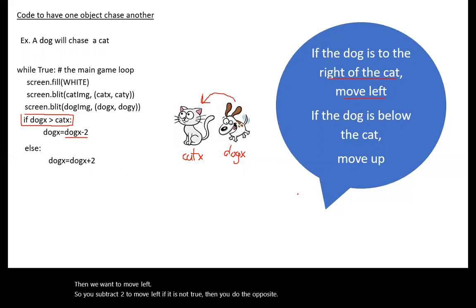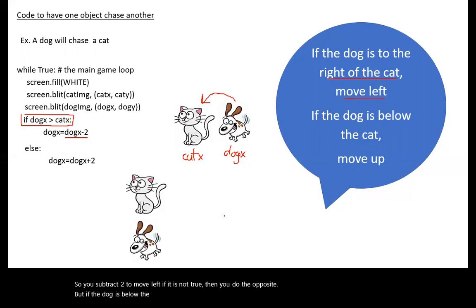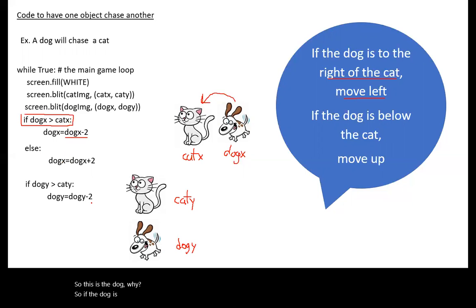What if the dog is below the cat? So now we're looking at the cat Y compared to the dog Y. And what would the code look like? So this is the dog Y. So if the dog is below, it would make the dog Y bigger, because in computer science, Y values get bigger as you go down.